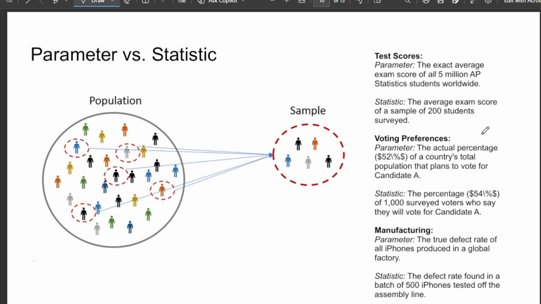Let's say the actual percentage, 52% of the country's total population, plans to vote for candidate A. That's the parameter. The statistic is the 54% of 1,000 surveyed voters who say they will vote for candidate A. The manufacturing example: the parameter is the true defect rate of all iPhones produced in a global factory, and the statistic is the defect rate found in a batch of 500 iPhones tested off the assembly line. Okay, that's for parameter and statistic.